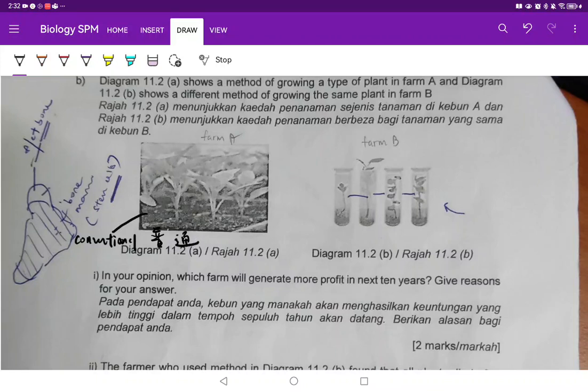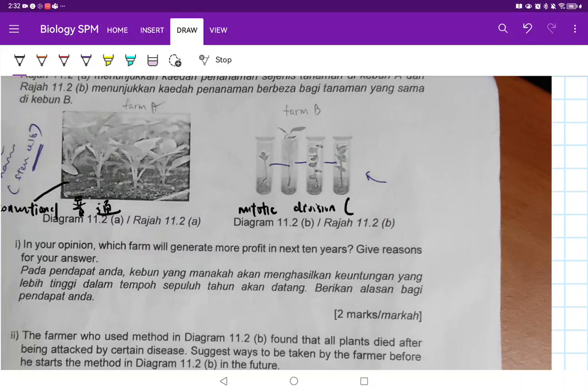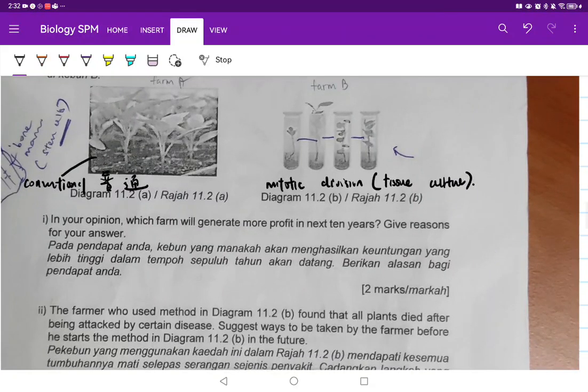Alright. And in farm B, they use something called a sort of mitotic division. So in this case you can say it is tissue culture. Right?